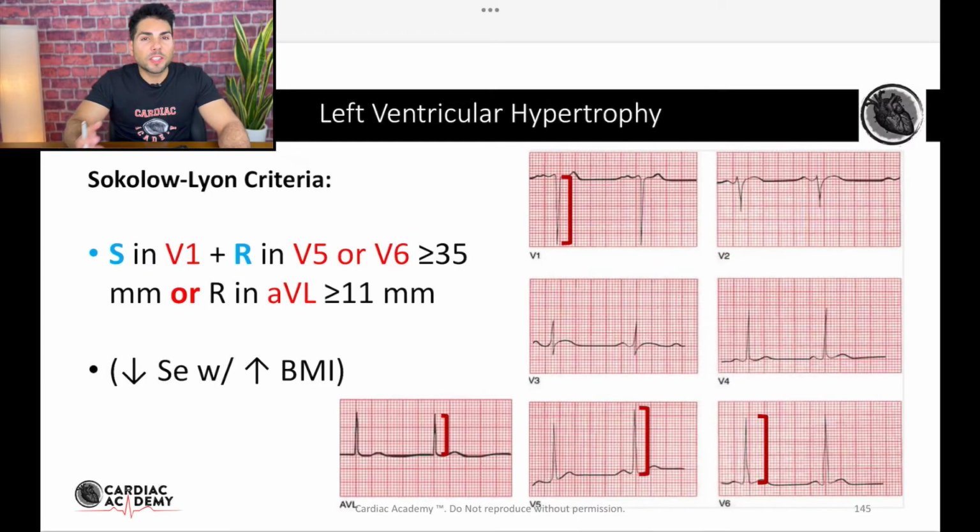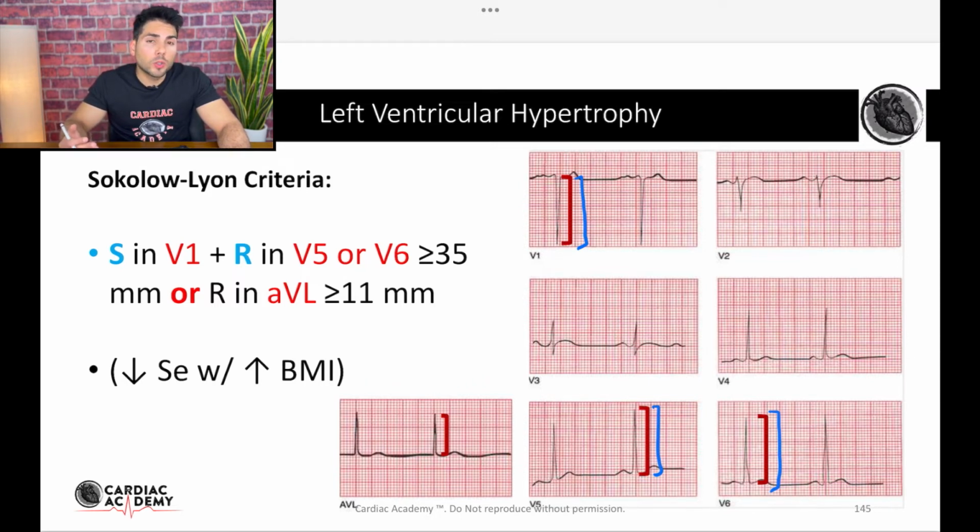Okay, let's talk about the criteria for left ventricular hypertrophy. The first criteria I want to teach you is the Sokolow-Lyon criteria. For the Sokolow-Lyon criteria, you're gonna look at the S wave in V1, and the R wave in V5 and V6. You're gonna add the S wave in V1 to the largest R wave, either in V5 or V6. If it measures more than 35 millimeters, then that's positive for left ventricular hypertrophy.